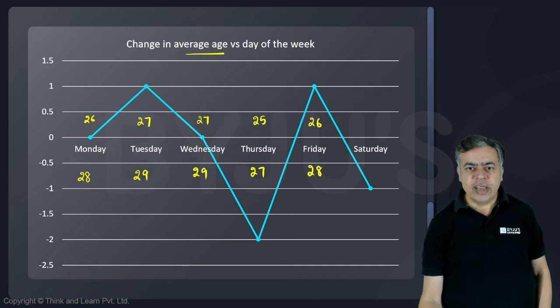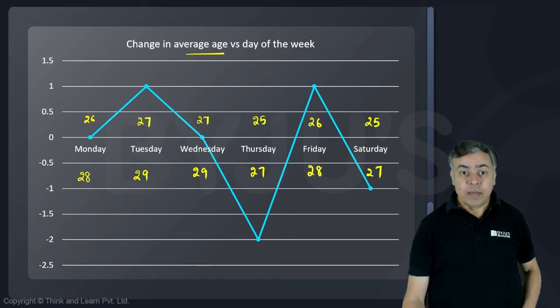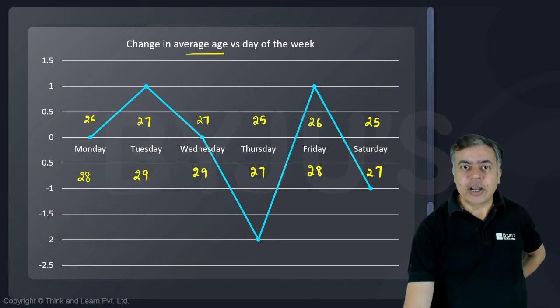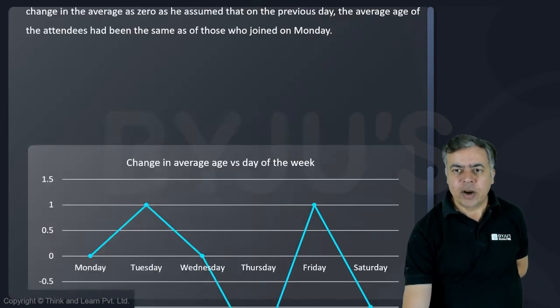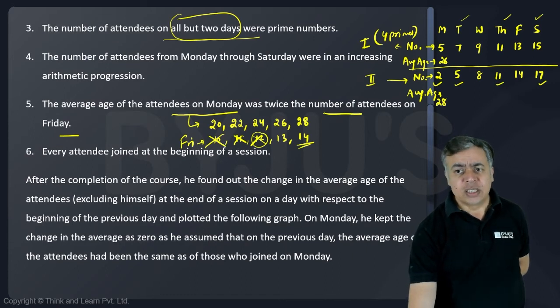And Saturday it will become -1, so it will be 25 or 27. So this is the average age per day, right? And the number of students also, you can write number of attendee. Okay, number of attendee we already calculated. That was in the first case 579, right? That is AP with 2 difference, and second is 258, so AP with 3 difference.